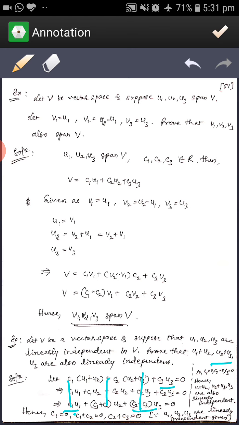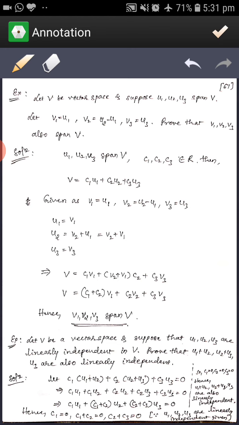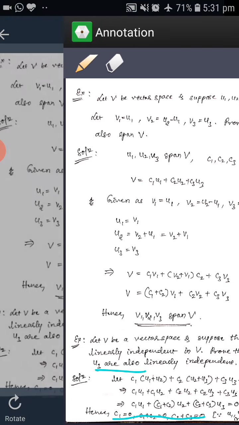As these values are 0, we say that u1 plus u2, u2 plus u3, and u3 are linearly independent, because we know that if the values of c1 c2 c3, or x1 x2 x3, are all 0, then the system is called linearly independent. As these three are 0, we conclude that the other set, u1 plus u2, u2 plus u3, and u3, is also linearly independent here.